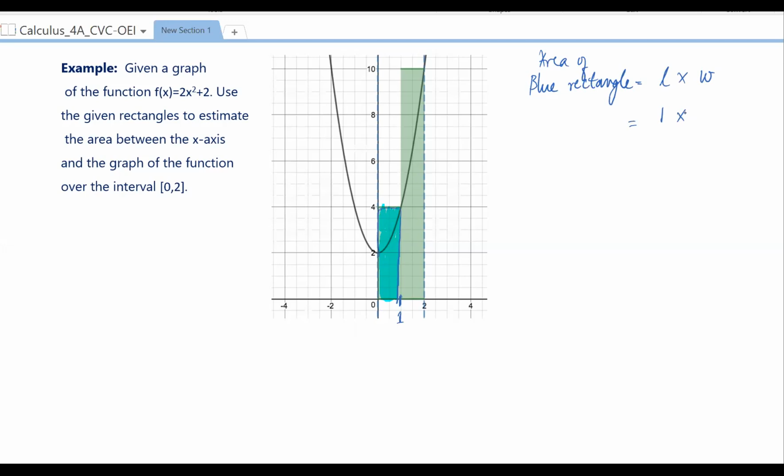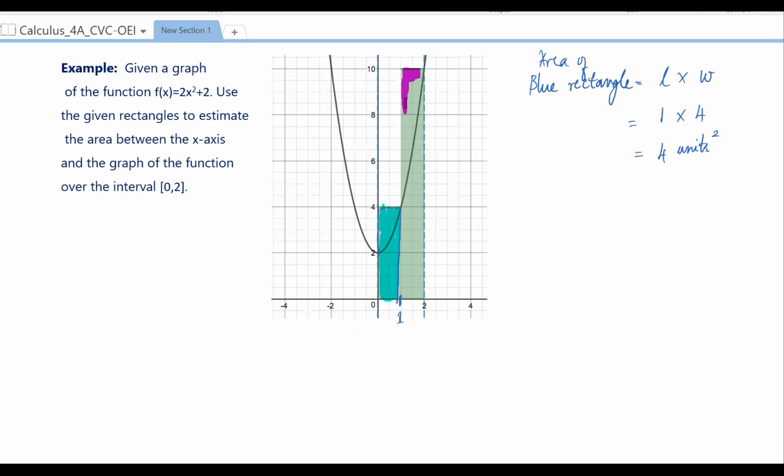Sometimes the book also calls them base times height. Instead of length times width, it says base times height. It's the same thing. The base here is 1 and the height is 4. It goes all the way from 0 to 4. So that's 4 units square. Okay, next go to this rectangle here.